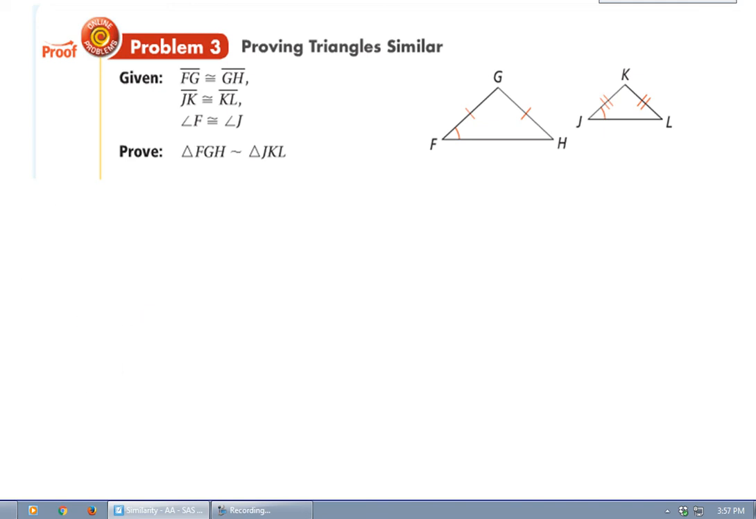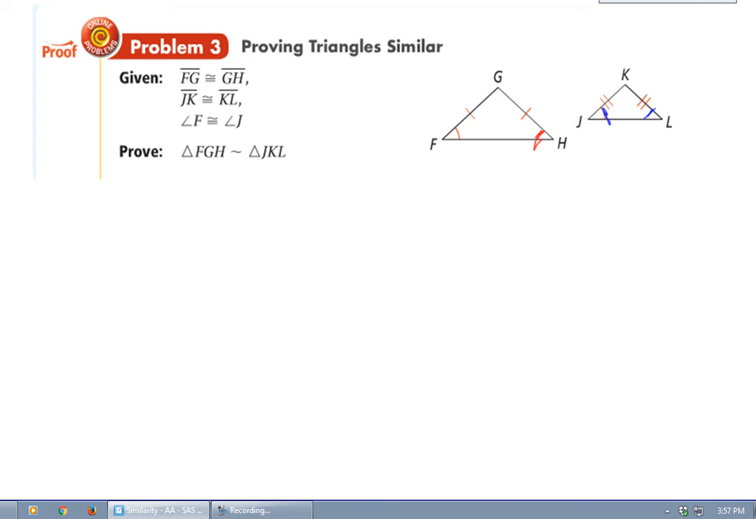Let's take a look. So first order of business is let's walk through this. So FG is equal to GH and JK is equal to KL. That means that I have two isosceles triangles. What do I know about isosceles triangles? Well, I know that in an isosceles triangle, the base angles are congruent to each other. So I know that angle H and angle F are congruent to each other. I also know that triangle JKL is also an isosceles triangle, which means that these two angles, angle J and angle L, are congruent to each other. But what actually ties these two triangles to each other?